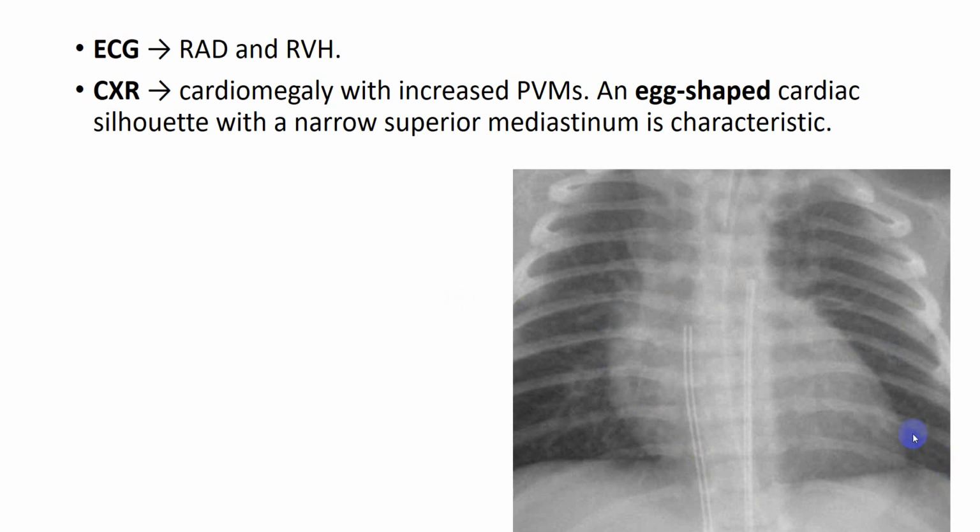Why an egg-shaped heart? Because as we said before, two slides ago, there is a relation between the aorta and pulmonary artery. In the normal relation, the aorta is posterior and the pulmonary is anterior. In case of TGA, the aorta becomes anterior and the pulmonary turns back to the posterior relation. So the anterior-posterior relationship is different in patients with TGA, resulting in a narrow mediastinum. So the egg-shaped cardiac silhouette is characteristic for DTGA.